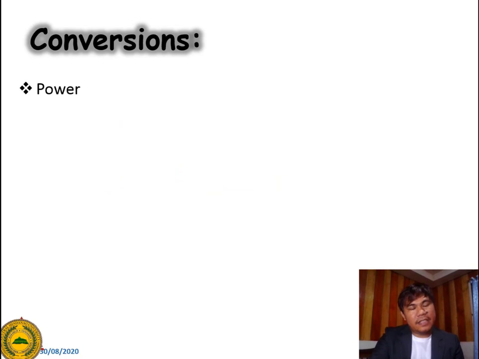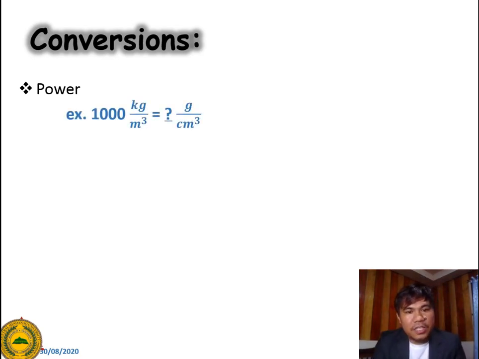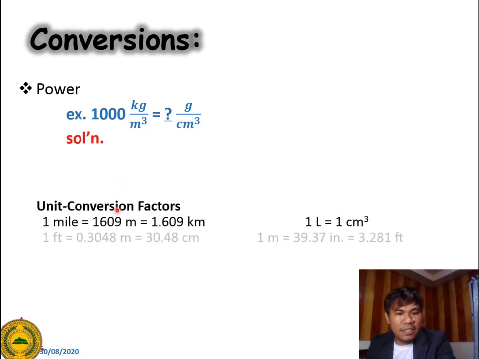Again, the last category is physical quantity that involves power. So in this case, we have this density, which is actually 1,000 kilograms per cubic meter is equal to how many grams per cubic centimeter. So in this case, I have a power of 3 and a power of 3 for the centimeter. So to solve for this, we need the following conversion factors.